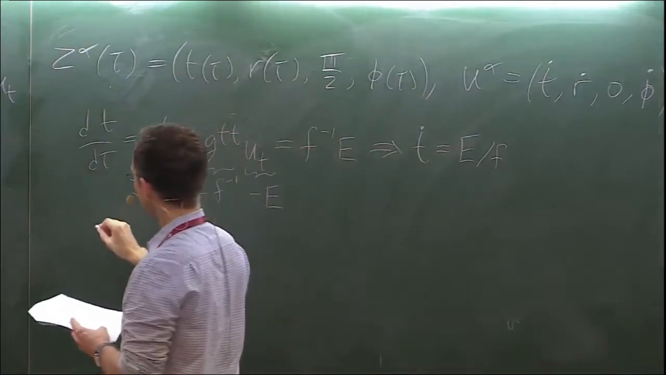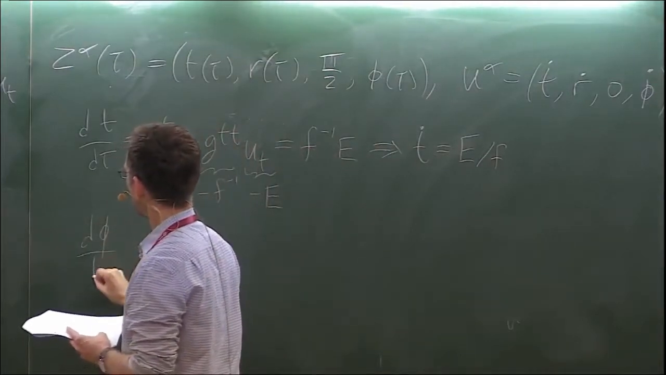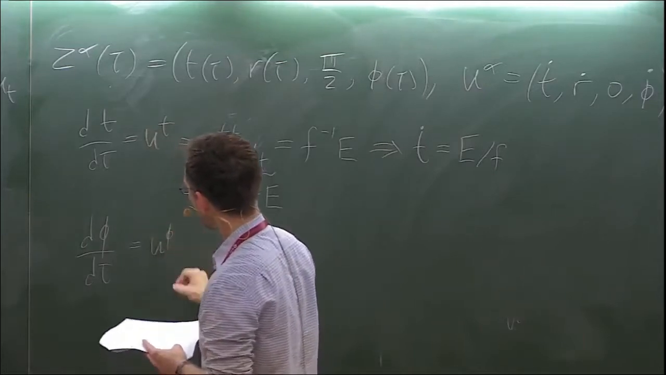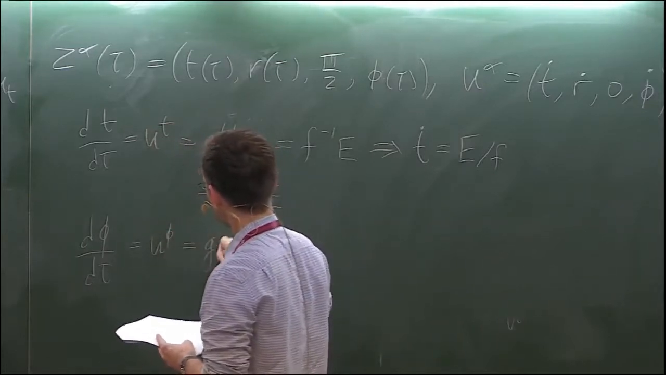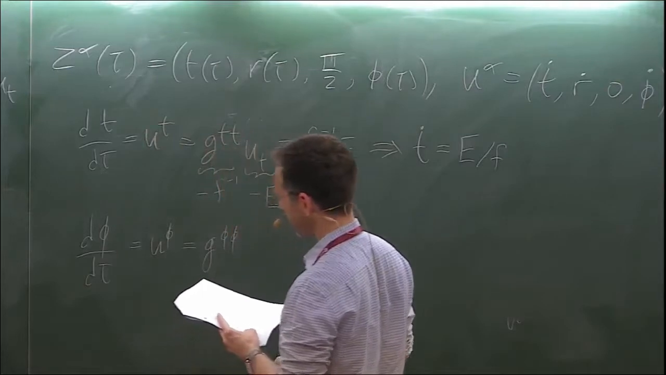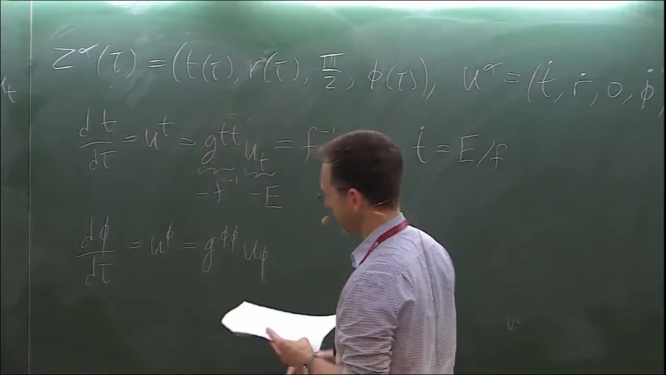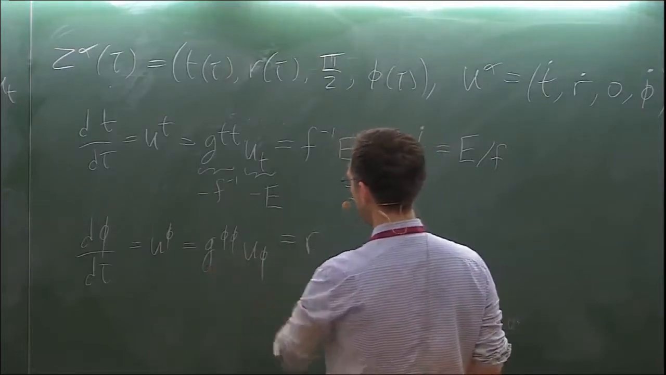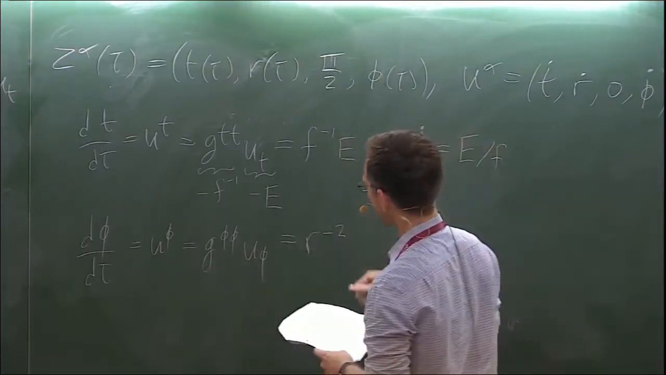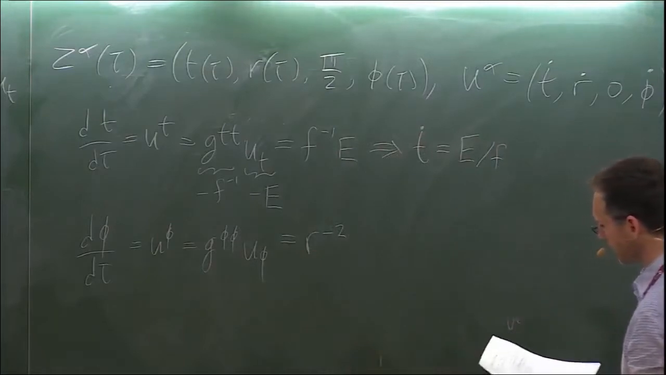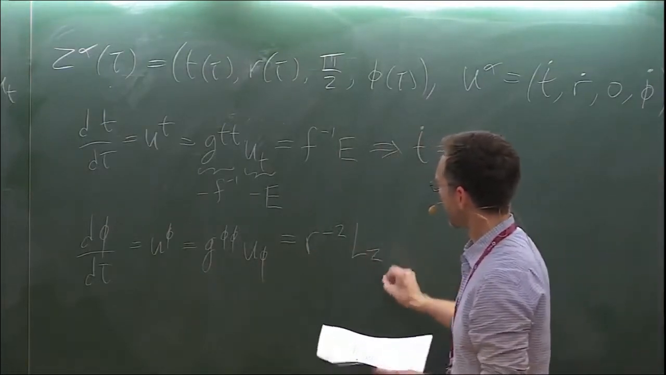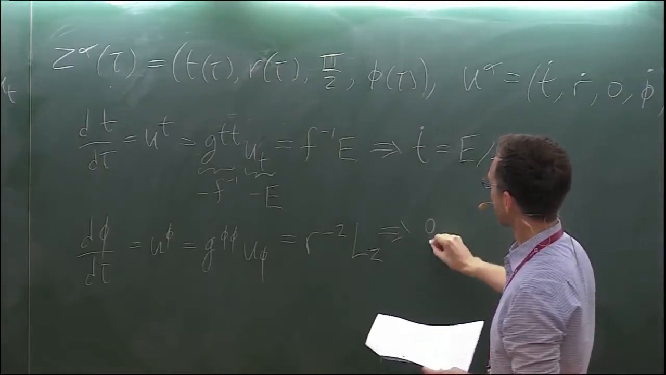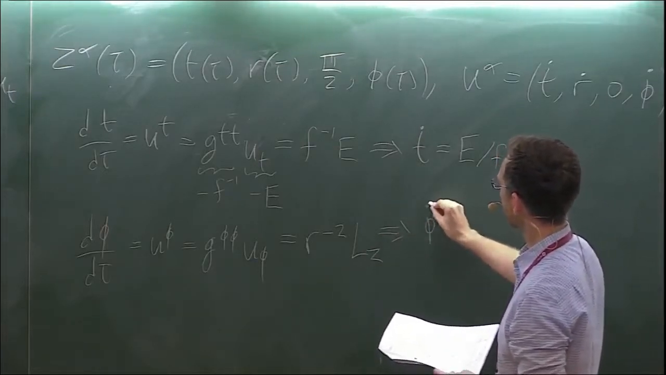Okay, doing the same thing for the phi component. d phi d tau is u^phi, which is g^phi phi, index up, times u_phi, index down. So on the equator, g^phi phi is just r to the minus 2. The sine theta evaluates to 1. And now it's times L_z. So we've got an equation for t dot and an equation for phi dot.